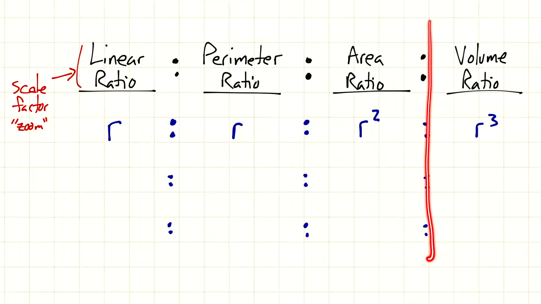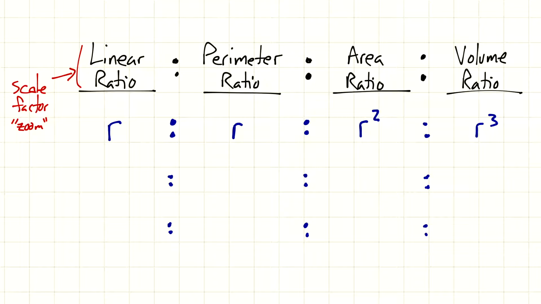Like I said, the new part that we're going to be talking about today is volume ratio. If I cube that ratio, it will tell me what the ratio is of the two volumes. Again, when we talk about ratios, that assumes we have two similar shapes, so two prisms or two cylinders that we're comparing together.